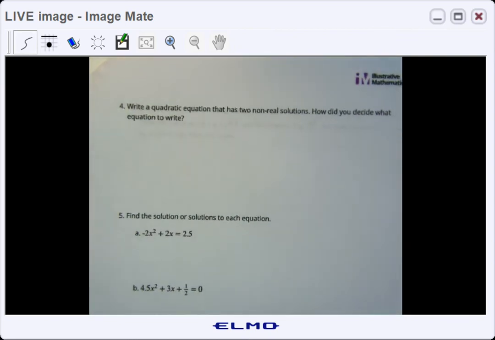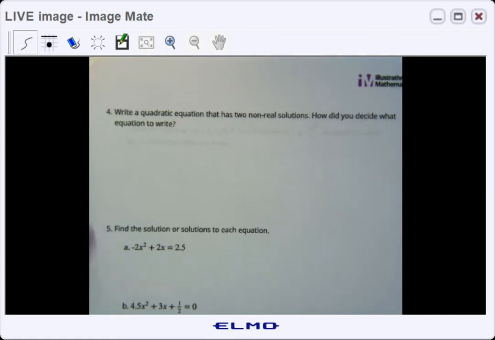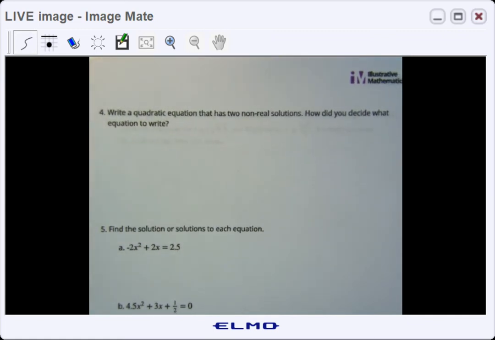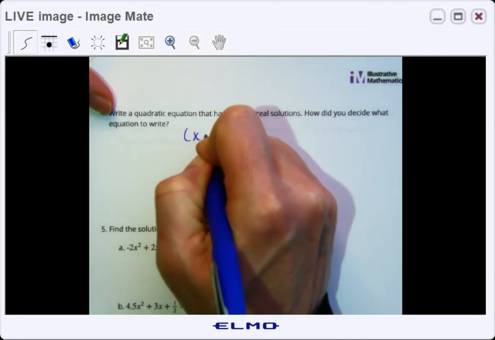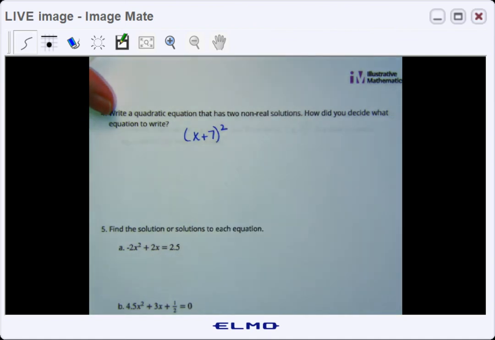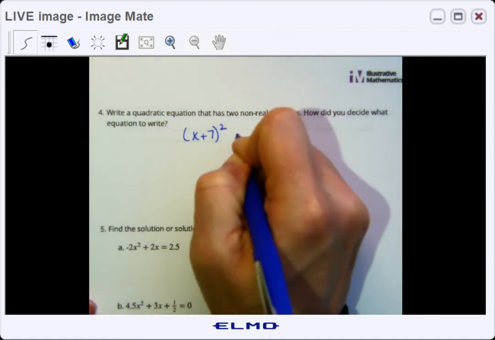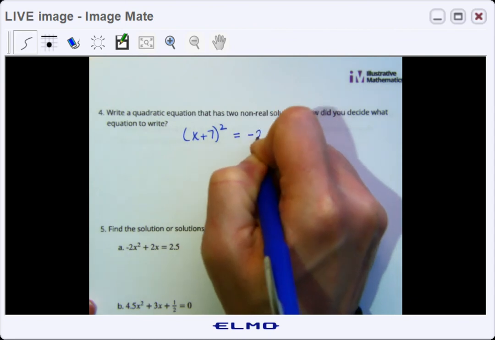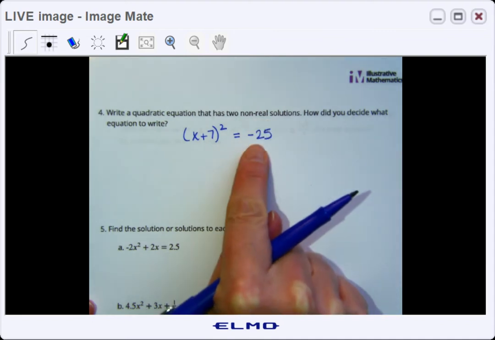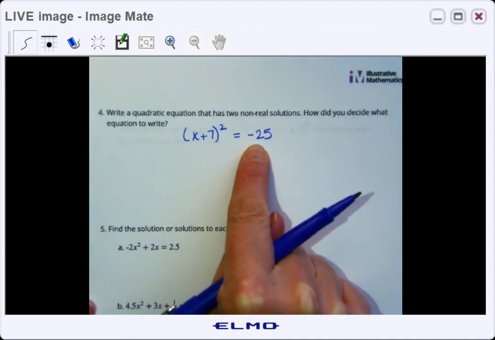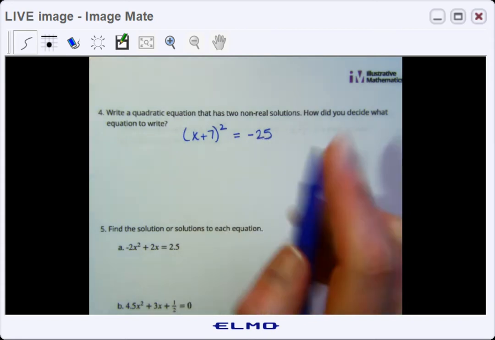Okay, on number 4, you could have lots of different answers. You just want a quadratic where it's not ever going to equal whatever number you put there. So what I mean by that is you could have a quadratic in factored form, like (x + 7) squared, and then have it equal to a negative number, negative 25, let's say. That's going to have non-real solutions because when I square root, I'm going to have a negative number under the square root. So that's an example of how you could figure that out.